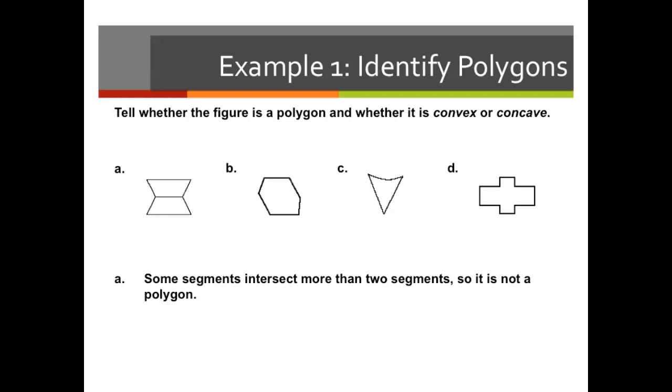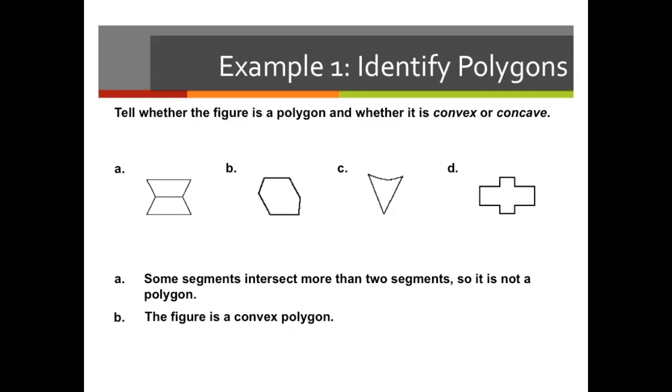Look at B. It looks like we have 1, 2, 3, 4, 5, 6 sides. So this looks good. They're all line segments. It looks like a polygon. Now the question is, is it a convex or a concave polygon? So if we were to draw all the diagonals within that polygon, all those diagonals in this case would all be inside of the polygon. So we would say this is a convex polygon.